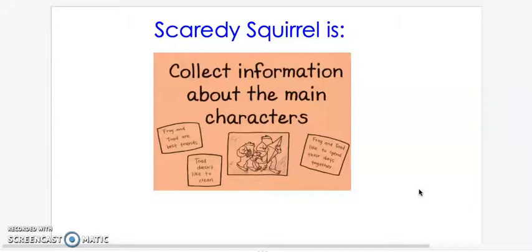So just a few things to know about the characters in this story. Frog and Toad are best friends. Toad doesn't like to clean. Frog and Toad like to spend their days together. Those are all considered traits of Frog and Toad, right? That's how they're acting. That's how they feel. That's the things that they're thinking. It's something that they're doing in the story. So those would be considered traits. So try and think of traits for Scardey Squirrel in the book that we read for today.